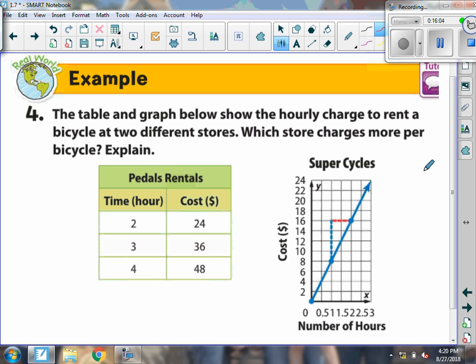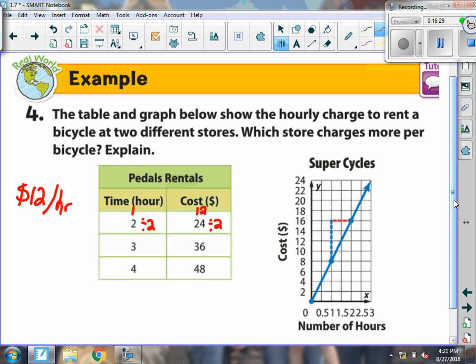Okay. So how much does it cost for 1 hour to rent a bicycle at Pedals Rentals? So it's $24 for 2 hours. So if you divide those both by 2, that tells us it'll be $12 for 1 hour. So it costs $12 an hour to rent a bike from Pedals Rentals.